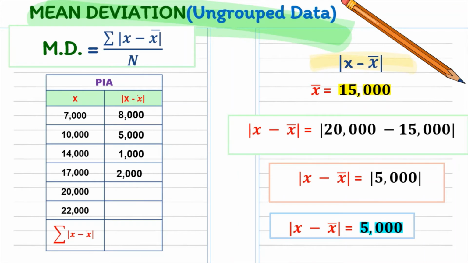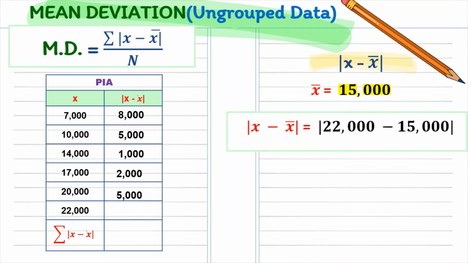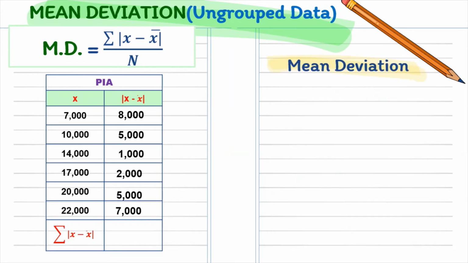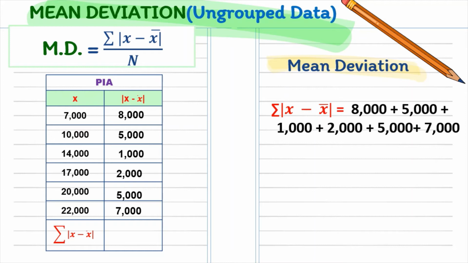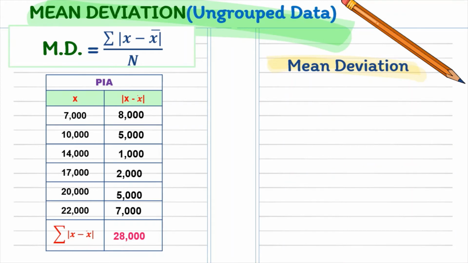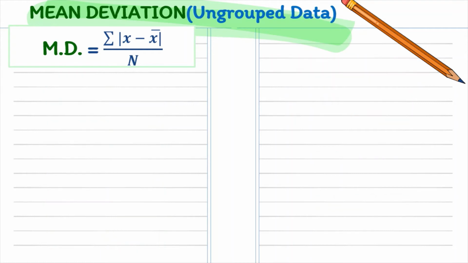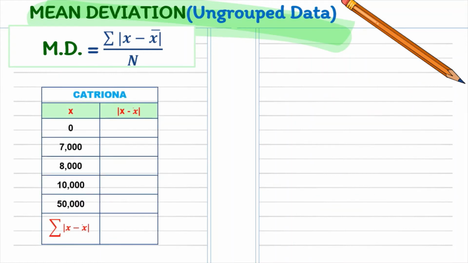20,000 minus 15,000 is equal to 5,000. 22,000 minus 15,000, that's 7,000. So, ang total po niyan ay 8,000 plus 5,000 plus 1,000 plus 2,000 plus 5,000 plus 7,000, that is 28,000. Then we will get the mean deviation. So, 28,000 divided by 6 kasi 6 members silang lahat. So the answer is 4,667. Next is for Catriona.